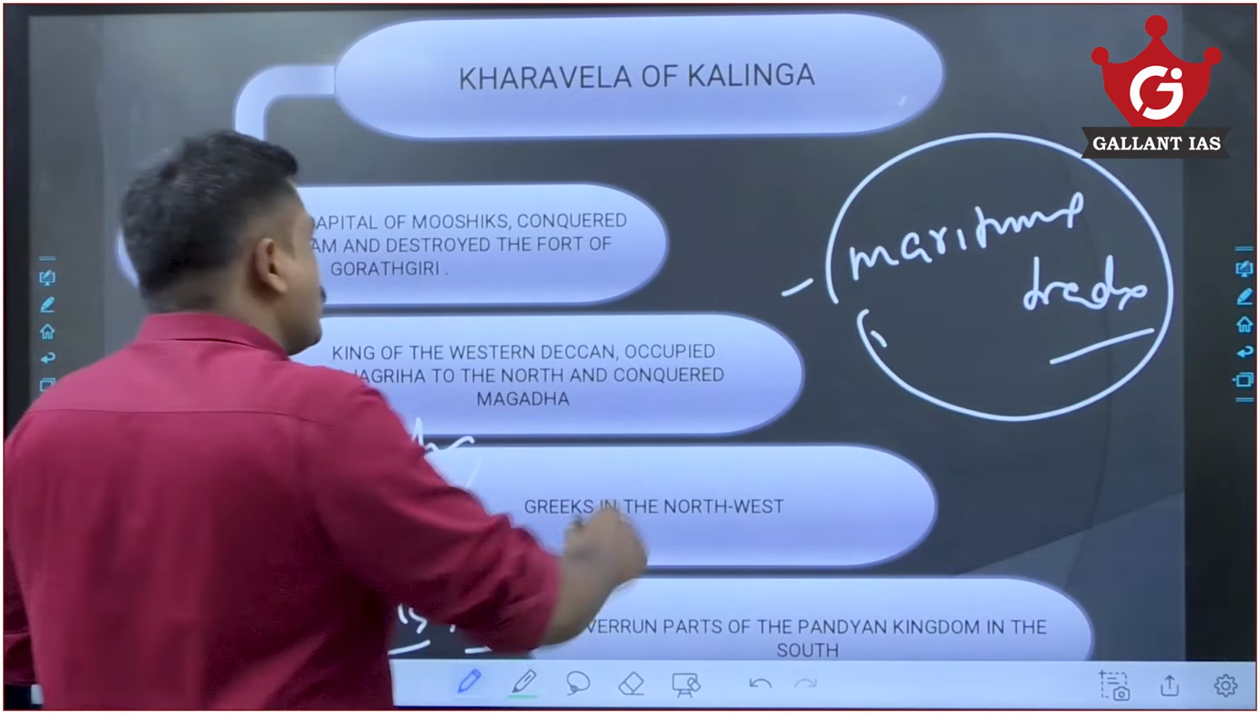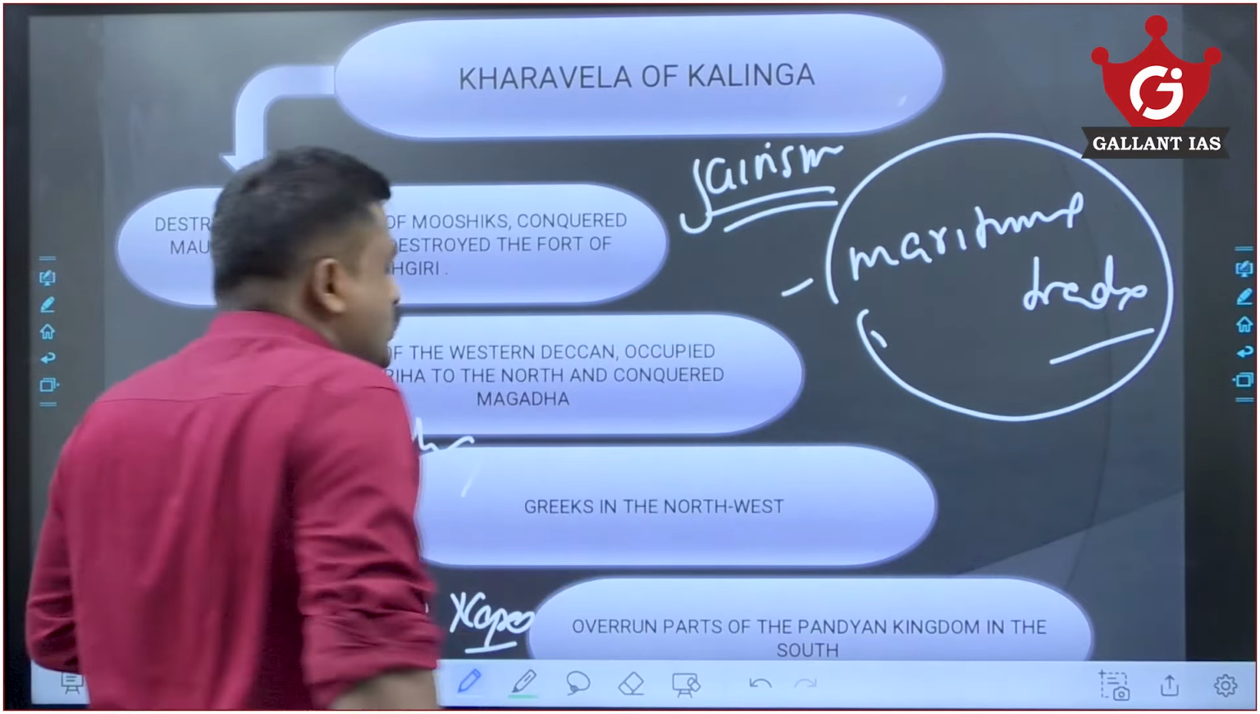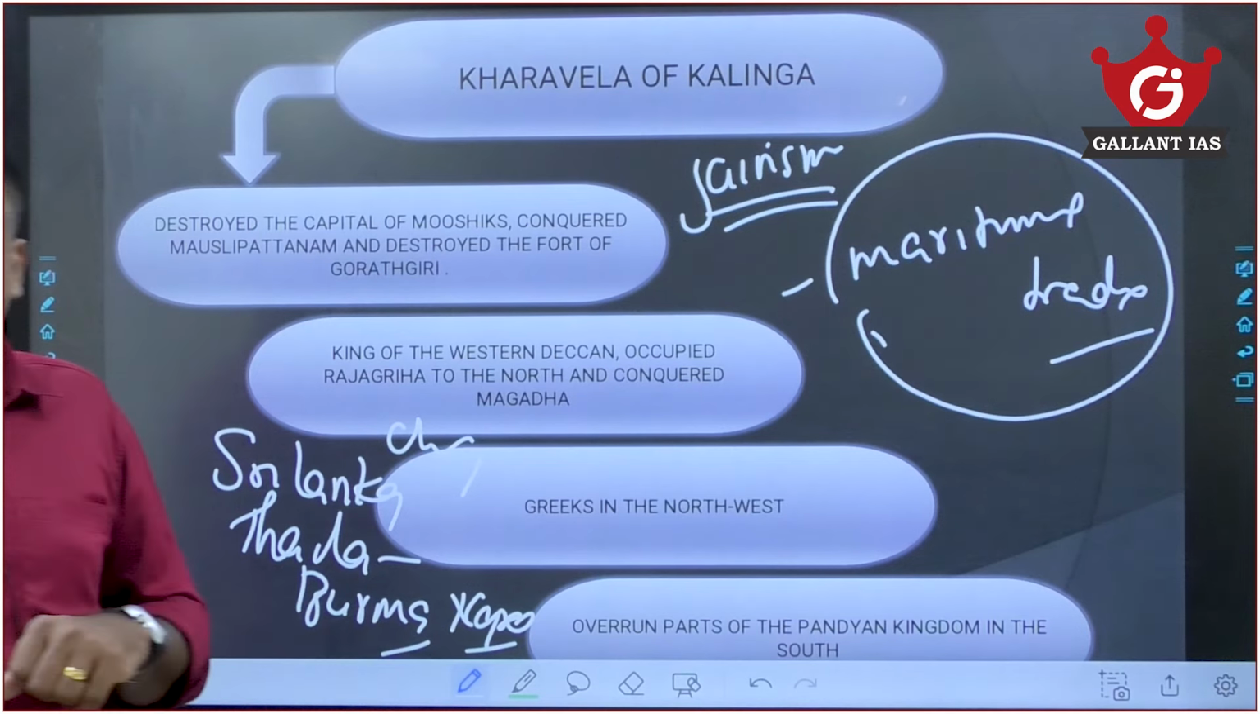Fundamentally, he is religiously tolerant but a patron of Jainism. So Jainism flourished during his age.